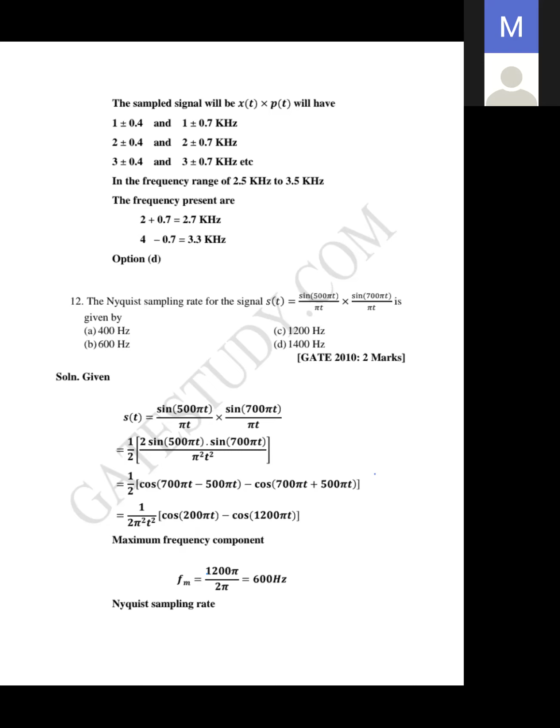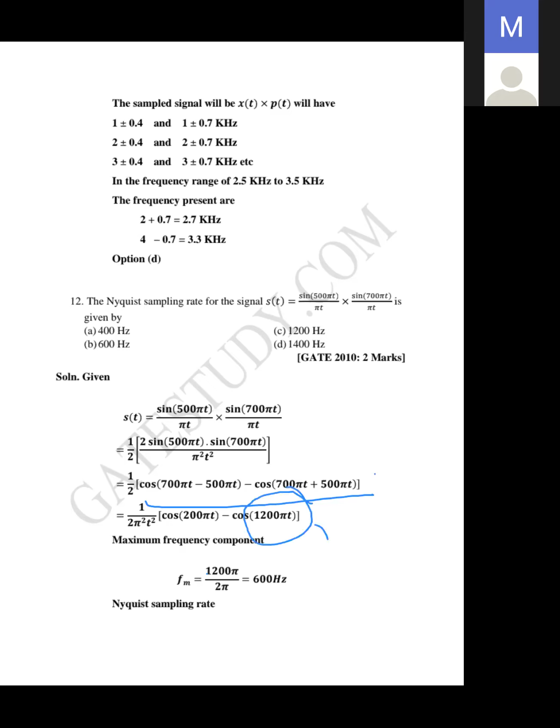So now again we apply the trigonometric formulas, the 2 sin A sin B formula. For this we get cos A minus B minus cos A plus B. So half into cos of 700 pi t minus 500 pi t minus cos of 700 pi t plus 500 pi t. So the outcome is 1 by 2 pi square t square into cos 200 pi t minus cos 1200 pi t. In this, the maximum frequency component is nothing but 1200 pi by 2 pi.